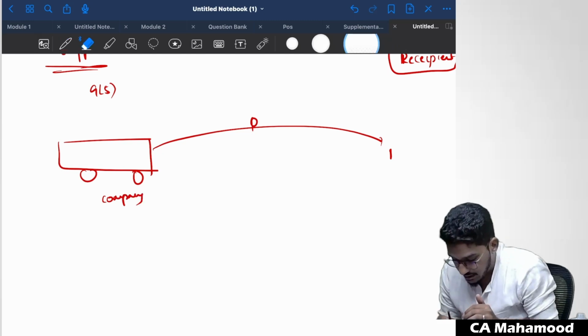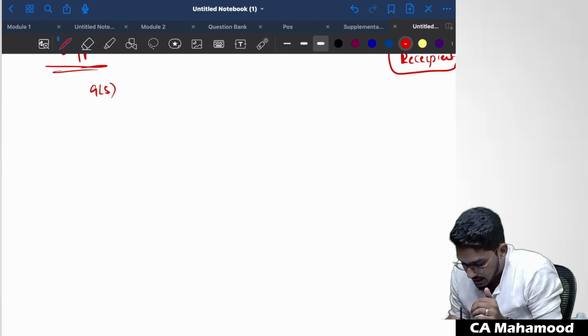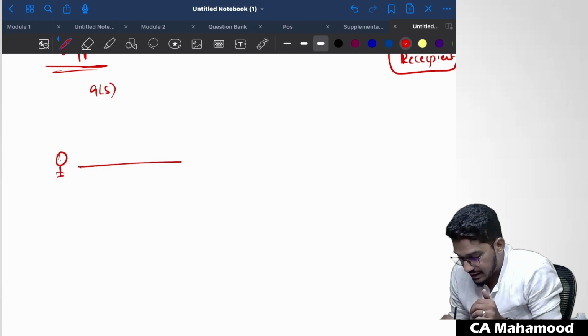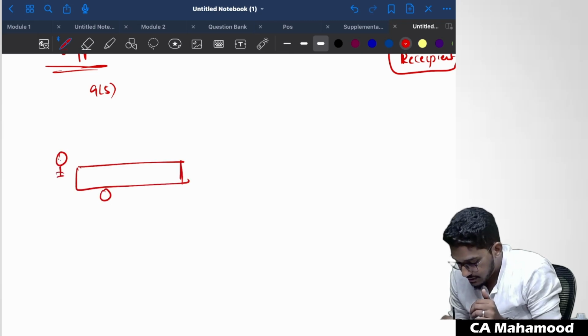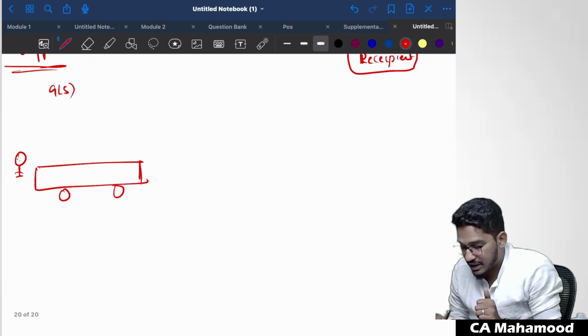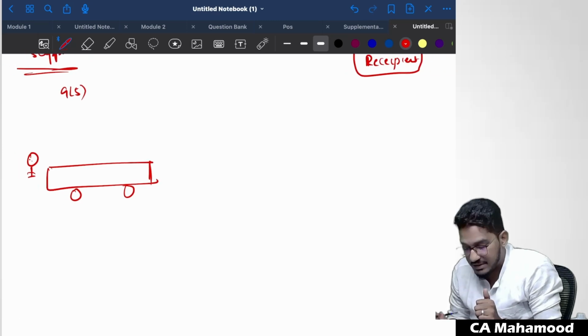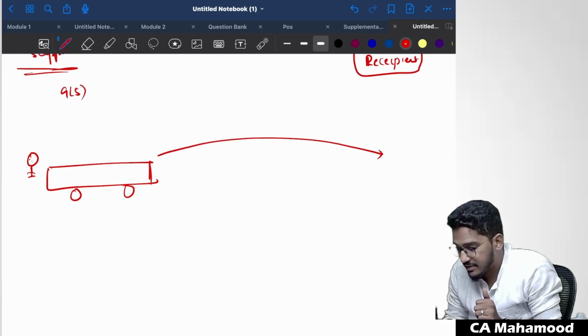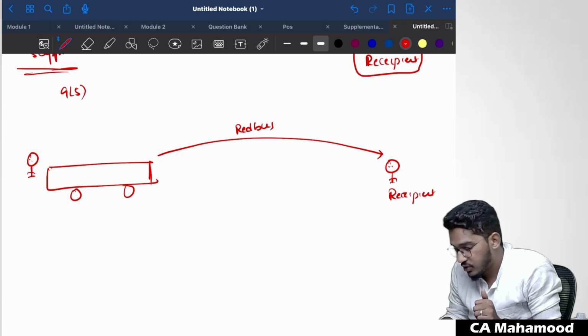Let me try to explain it with the help of an example. Assume there is an individual person. He has one bus. Through this bus, he wants to provide the services of transportation of passengers. He has registered his bus on Red Bus. There is a recipient. You want to travel from one place to another place. You opened Red Bus and booked a ticket in this bus. So he is a supplier.